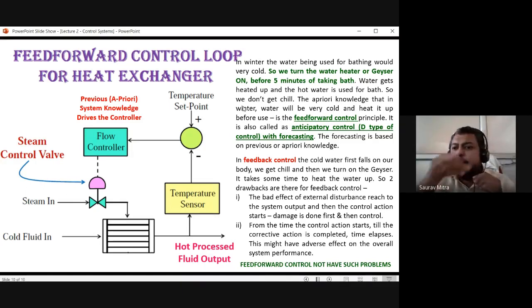So whatever we already know, what do we know in the winter time? That the water is going to be very cold. So you don't allow the water to fall on your body. You sense it and then you start the geyser. That is actually feedback control. That is bad. What is feedback control? Let the disturbance disturb the process variable. So let the cold water fall on your body.